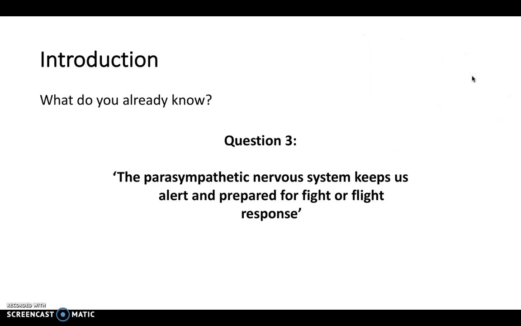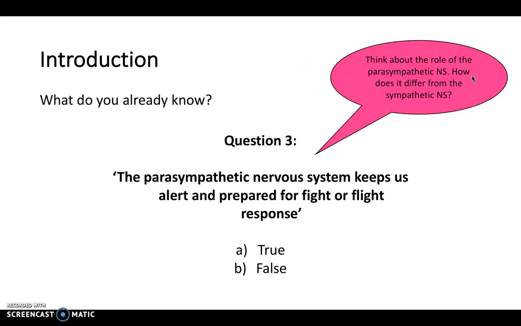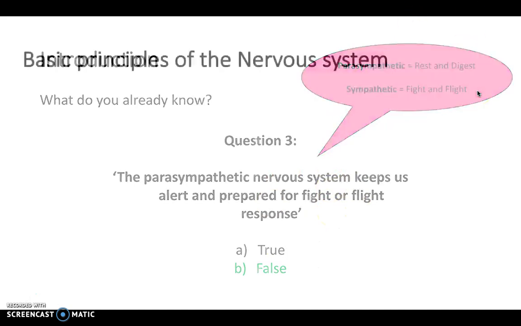Question 3. The parasympathetic nervous system keeps us alert and prepared for fight or flight response. Is this statement true or false? Essentially, of course, this statement is false, and the reason for this is that the sympathetic nervous system is what drives the fight or flight response, and the parasympathetic is all about rest and digest.